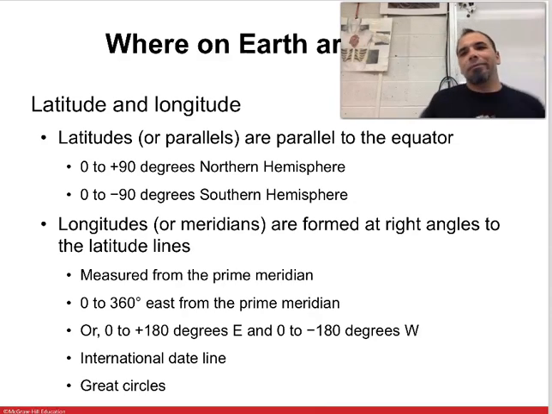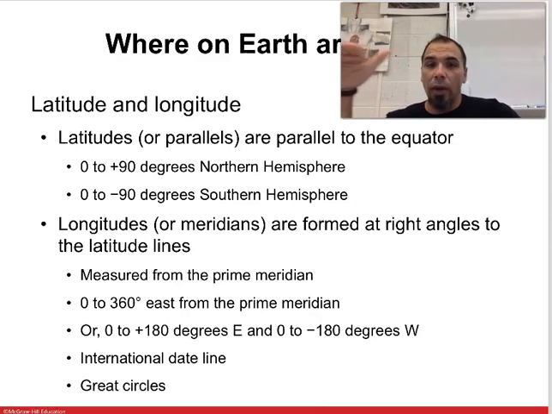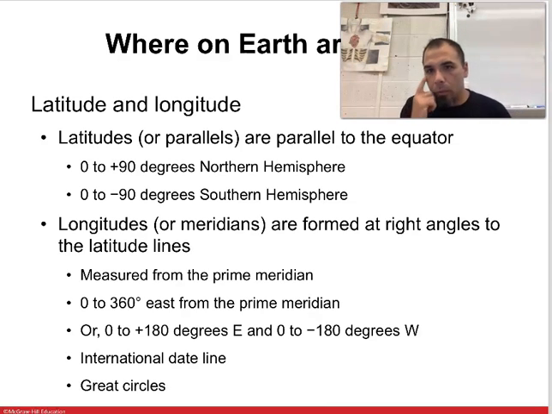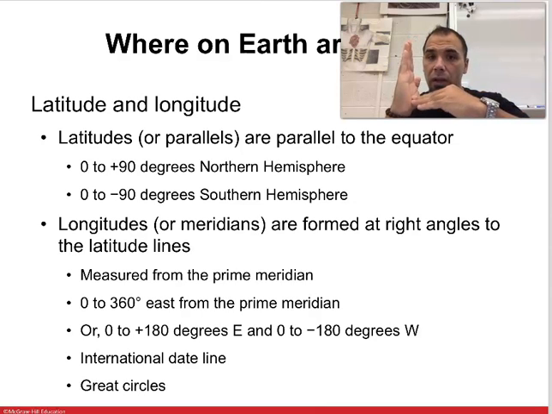We'll figure it out. So latitude and longitude. Latitudes or parallels are parallel to the equator. So 0 to 90. Positive goes from the equator north, and then 0 to negative 90 is your degrees to the southern hemisphere, and we'll talk about that. And then longitude, or your meridians, are those that go at right angles to the latitude lines. Now again, the Earth is a sphere, so here's my latitude, here's my longitude.